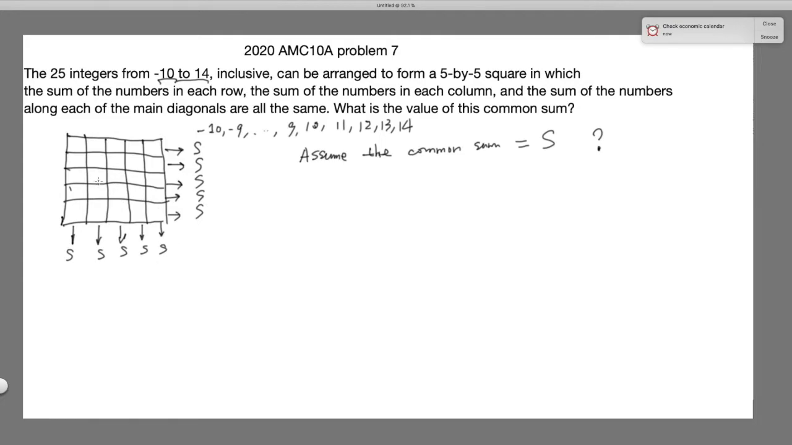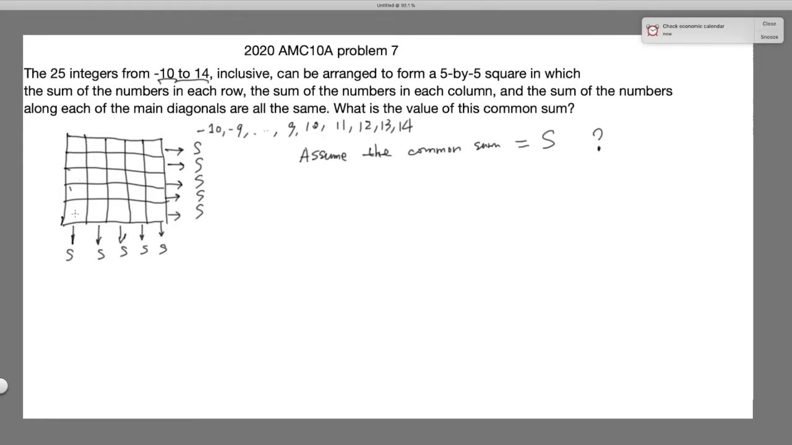At first appearance, it looks like the problem is very difficult to start. But remember, there's something invariant about this. Even though we don't know how those numbers are filled, we know the numbers. These are just the 25 numbers from -10 all the way to 14. So if I add all those numbers together, even though I don't know the ordering, I know the whole sum.